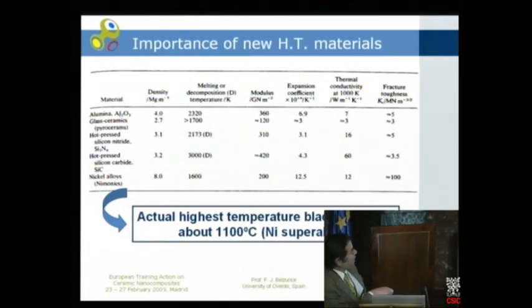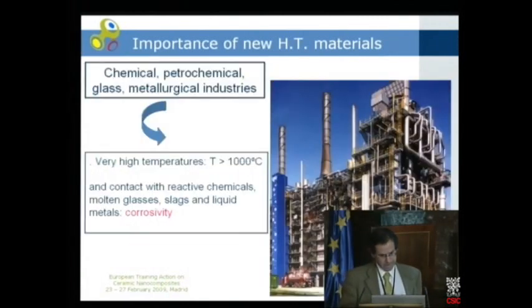So here is the actual highest temperature which these blades can attain in gas turbines. It's about 1100 degrees. So here there is an important field in which new materials need to be developed in order to go to higher temperatures, 1200 or 1300, in order to increase the efficiency of these gas turbines.